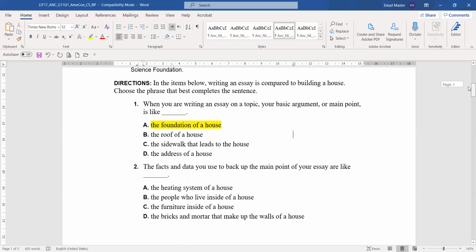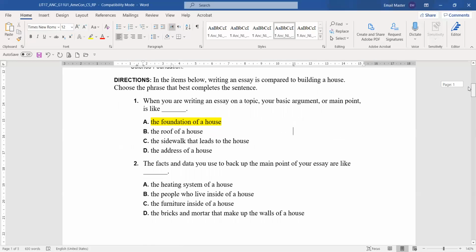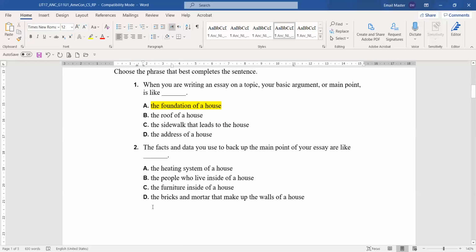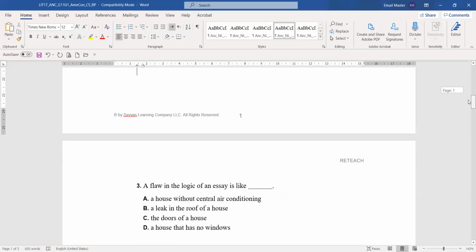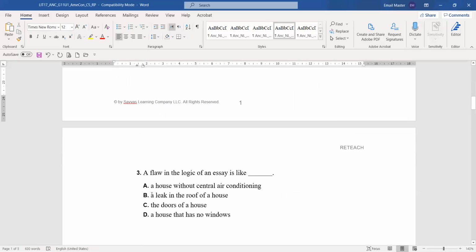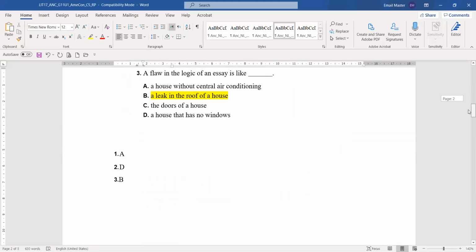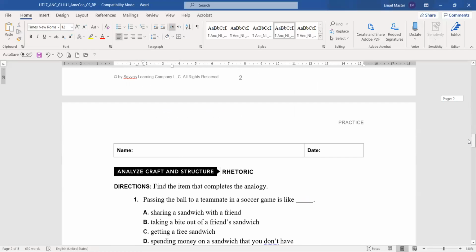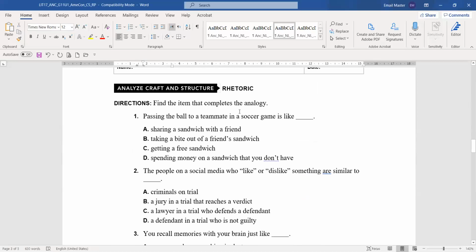The facts and data you use to back up the main point of your essay are like the bricks and the mortar that make up a wall of a house. So basically you just build the foundation, the basics, and then you put on it. A flaw in the logic of an essay is like a leak in the roof of a house. Find the item that completes the analogy.